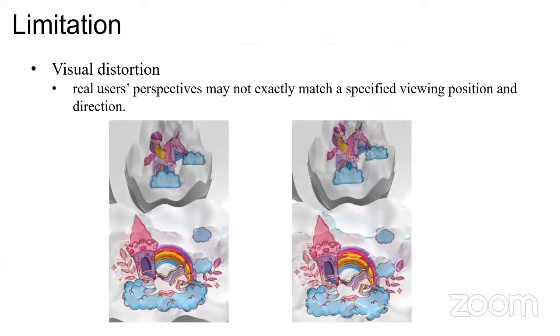However, there are also some limitations. First, in practice, real users' perspectives may not exactly match a specified resume position and direction, which causes apparent resume distortion. We believe that this can be avoided by adding visual distortion for some offset resume positions into the visual fidelity energy term.